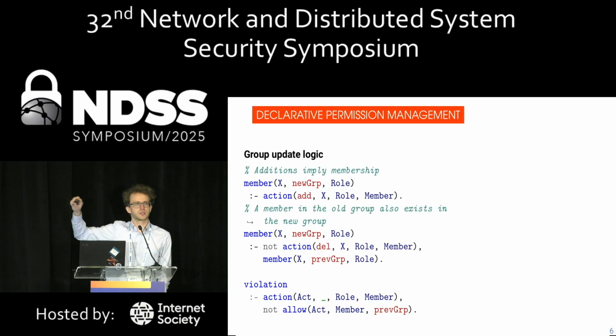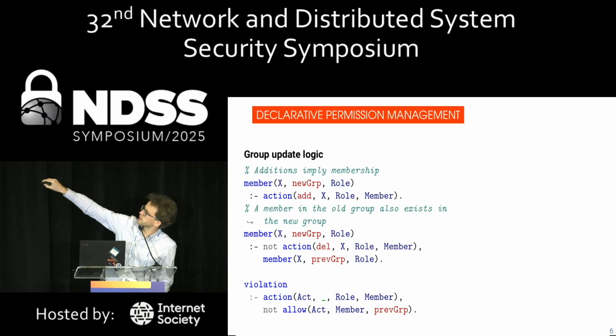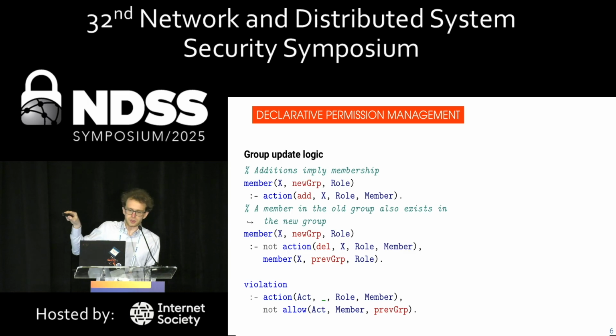These are the rules of the system. A member in the new group is someone who is either added to the new group or someone who was already in the group from before. That's the first two rules there. The first rule says if someone, and the someone is called member, it's a variable over there, if the someone has added some other person to the group, then you're part of the new group. The second rule says you're still in the new group if you have not been deleted by someone.